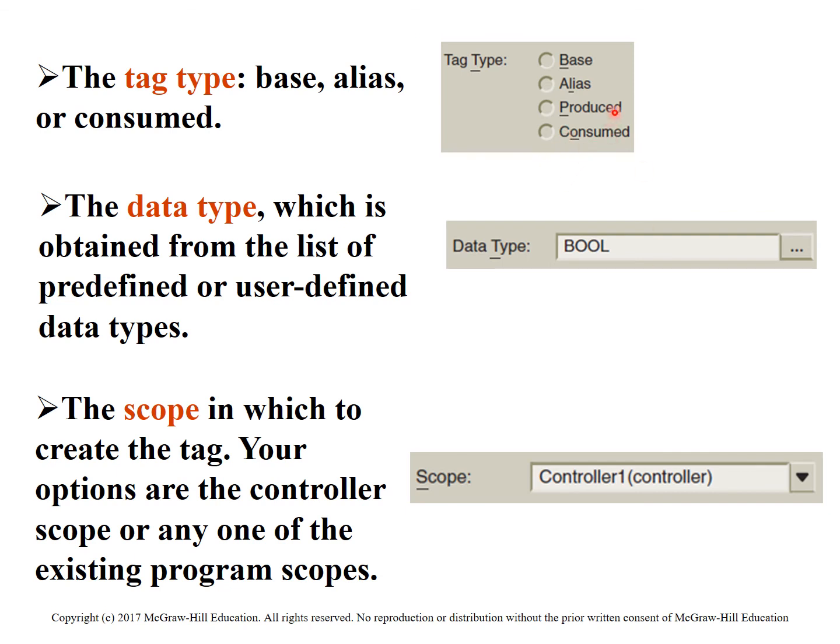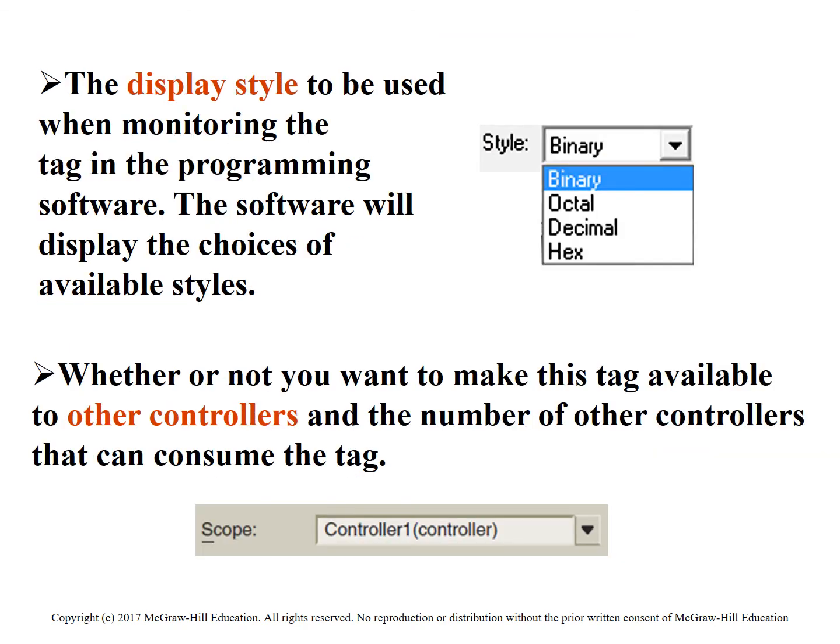So here are the different types of tags. Tag types available: base, alias, produce, consume. When we get into the produce and consume, that's what we see in that piece of the puzzle there. And most everything we'll be doing is out of the base anyways. Data type, again, we kind of did that a little bit in the last lab: Boolean, integer, double integer, single integer, that kind of thing. And then the scope, we're going to stick with the scope of the program itself. We can display the style: binary, octal, decimal, hex, and we can change that at any time during the operation.